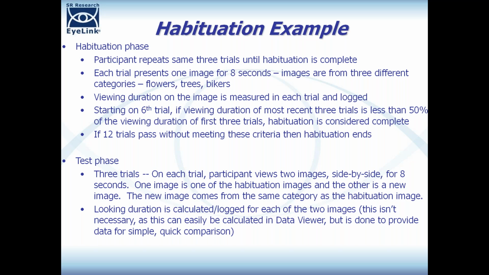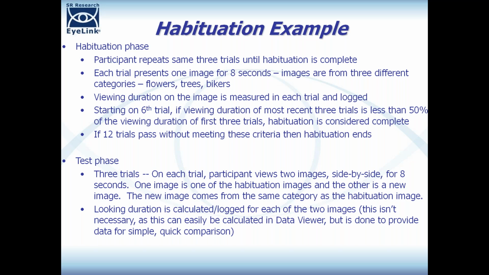And then starting on the 6th trial, if the viewing duration of the most recent 3 trials is less than 50% of the viewing duration of the first 3 trials, the habituation will be considered complete. So you can imagine there's going to be a little bit of calculation involved to do that checking. It's not super complicated, but there's a little bit of calculation. And another thing this example illustrates is if the participant doesn't seem to be habituating over time, then if 12 trials pass without meeting those criteria, the habituation phase will end anyway.